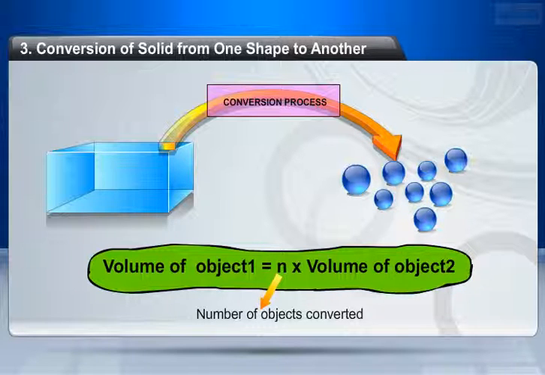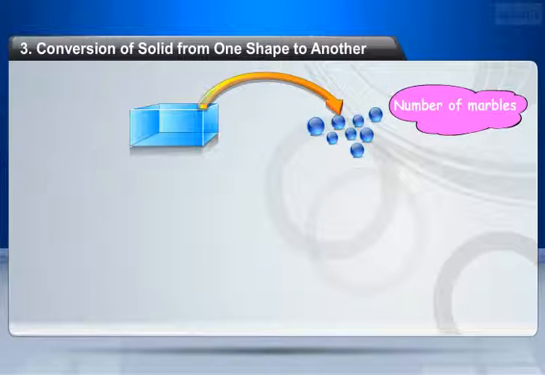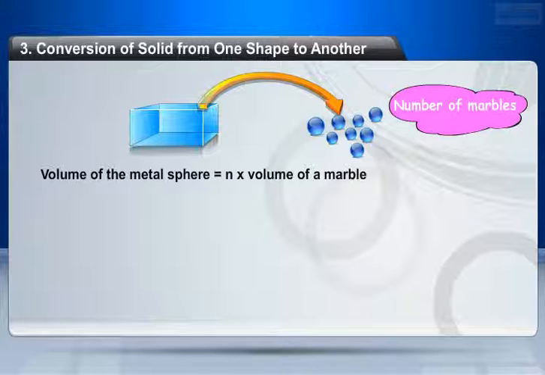Here, a metal in the shape of a cuboid is converted into spherical metal balls of different sizes. Then, we would notice that the volume of the first object is equal to the volume of all the second objects. That is, volume of object 1 equals n into volume of object 2, where n is the number of objects that got converted. Whereas, the surface area of the first object is not the same as that of the second object.